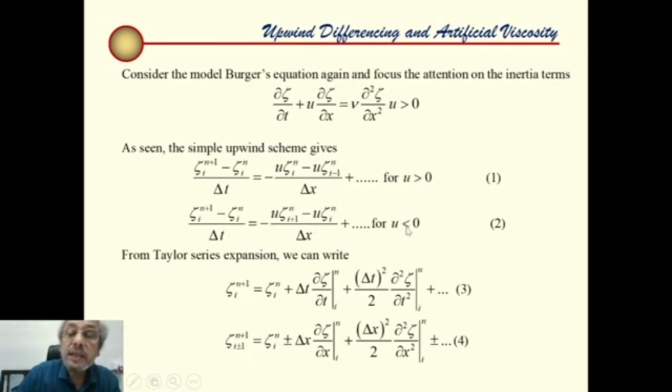and for u less than 0, if u is negative, then we decided to use i+1 minus i. So basically, if u is negative, we will use the downstream point, and if u is positive, we will use the upstream point.